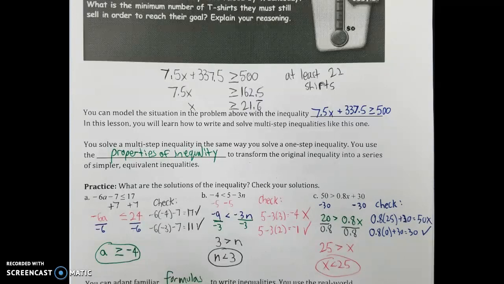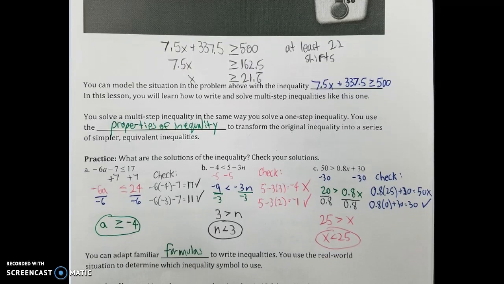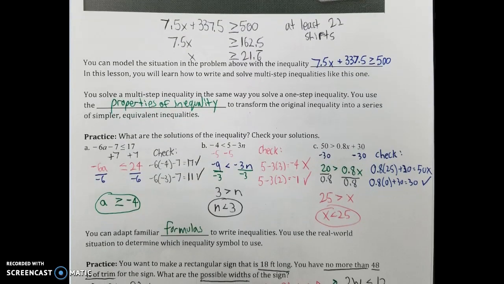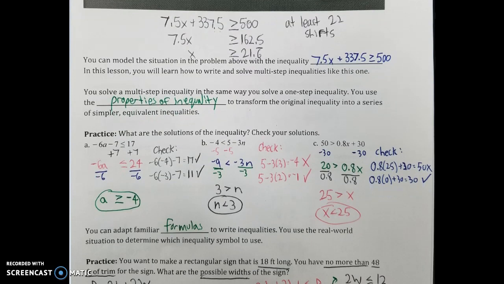So something that we can also do with these is adapt some familiar formulas to write those inequalities. And to use real-world situations, we're going to have to do that to figure out which symbol we're using. So in this first situation, we want to make a rectangular sign that is 18 feet long. We have no more than 48 feet of trim. So again, the no more than part is suggesting an inequality. And the trim, we also have to think what that means because we have to get the possible widths.